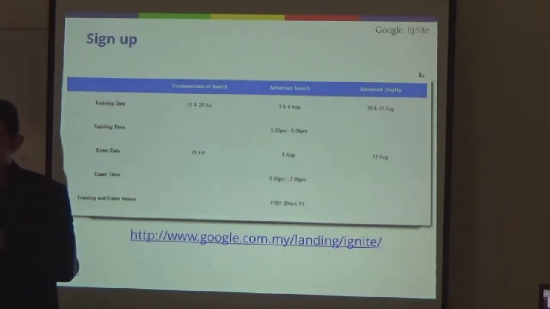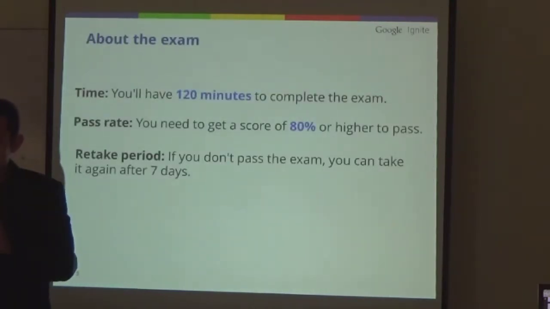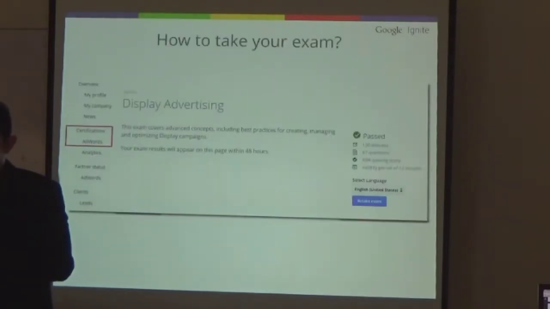I believe the time will be revealed to you shortly. Throughout this evening, I will get to know what the time is. Most of the time, I think, it will be the same as last week, in the evening. So again, the display exam is 120 minutes, and you have to hit 80% to pass. Study guides. For those who need to see where you're going to take your exam, you log in from Ignite, and you are directed to the Google Partner site. From there, you will take the exam.